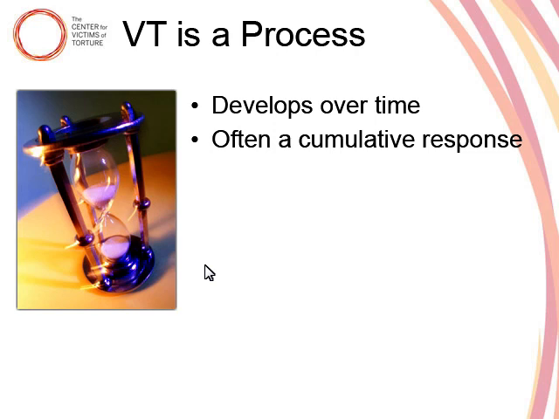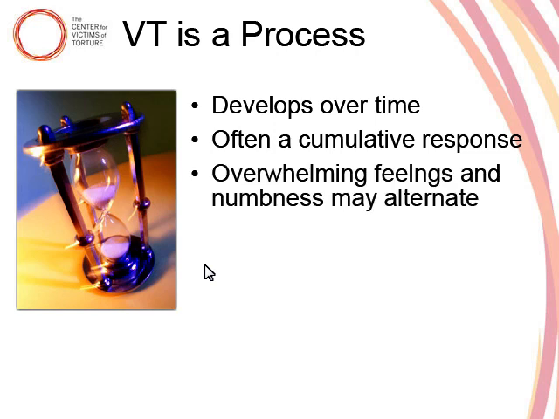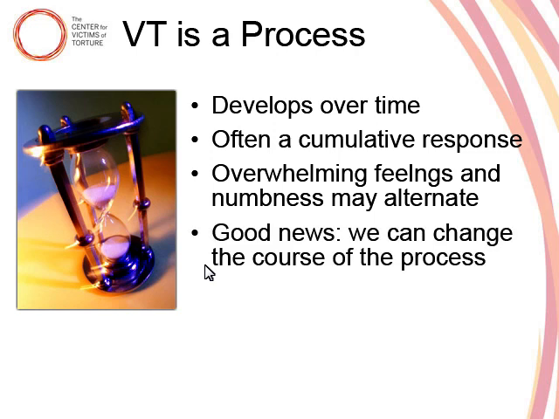Over time, VT can also take the form of numbing. We may lose some of our ability to care about others or feel that we do not want to hear their stories and problems. We may even feel angry at times with our clients. Again, these two alternating states of overwhelming feelings on the one hand and numbness on the other parallel the survivor's experience of PTSD. But remember, there is also hope in the fact that VT is a process. Because VT develops over time, there are opportunities along the way to recognize and change the course of that process.